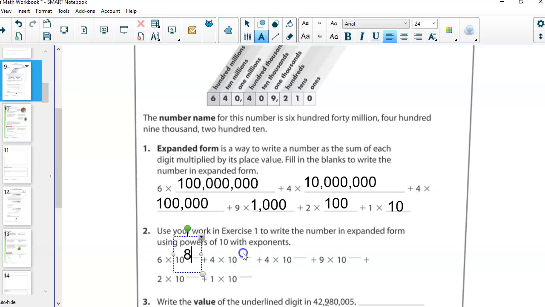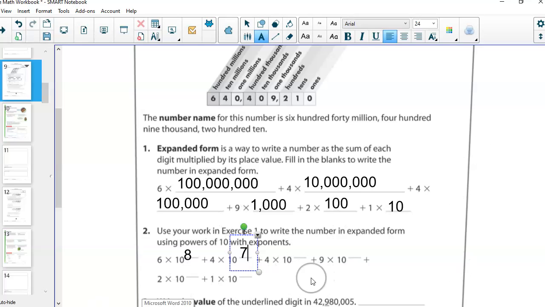Then next one, we have 4 times 10 to the power of something. And same thing, we want to represent the power that we're talking about because the 4 times 10 million has 7 zeros. So 10 to the 7th represents 10 million. So we'd put a 7 in that exponent spot.